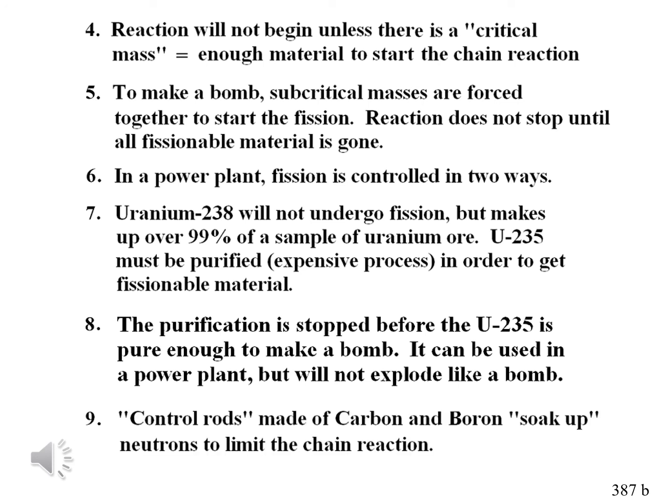They also use control rods or a control net that's made of carbon and boron and sometimes other elements to soak up neutrons. When you put the control rods farther into the reactor core, they soak up neutrons, which are continuing the chain reaction, and so the reaction slows down. If you pull the control rods up out of the chamber, then it speeds the reaction up.